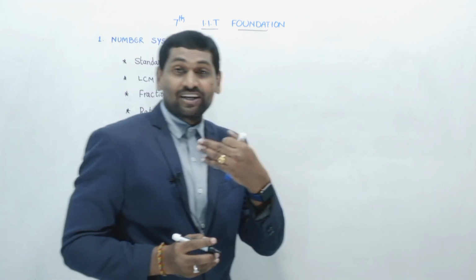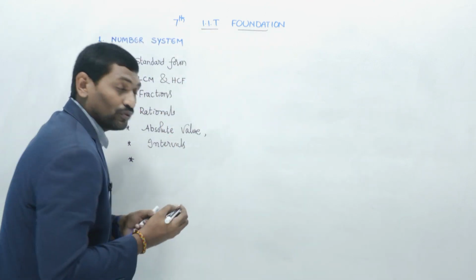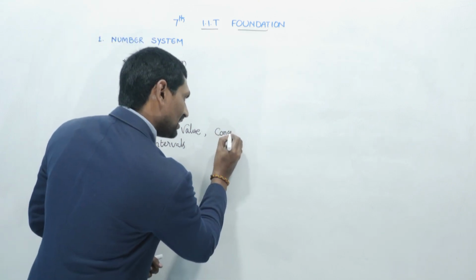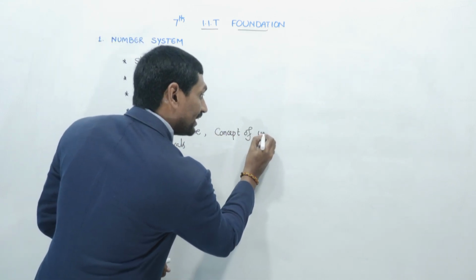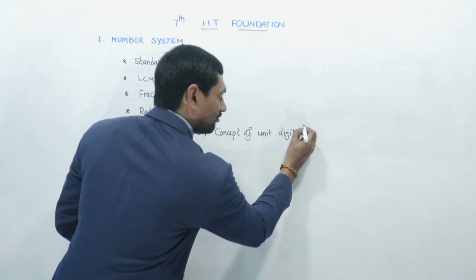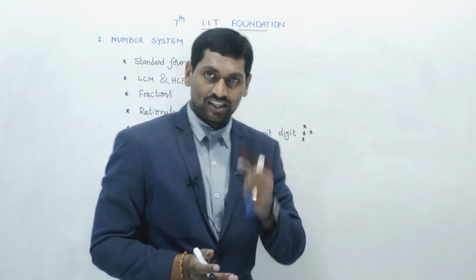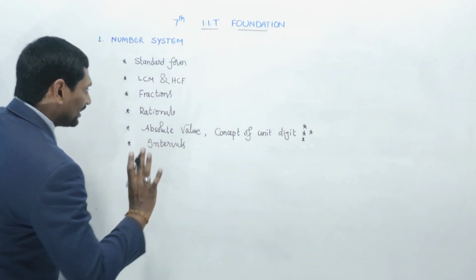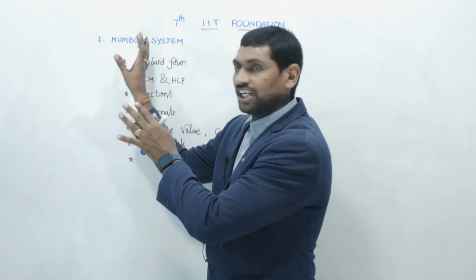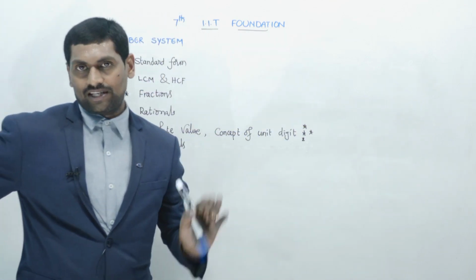Next, we are going to learn the divisibility rules also, and along with absolute value we are going to discuss the concept of unit digit. Very important problems will be given in this concept of unit digits. So like this, we are going to cover the topics related to the number system. Clear, children? So let us move on to today's class.